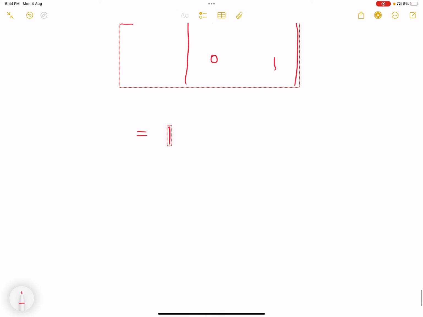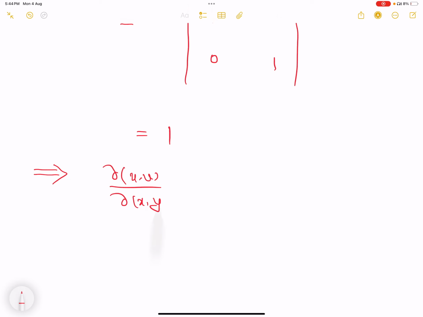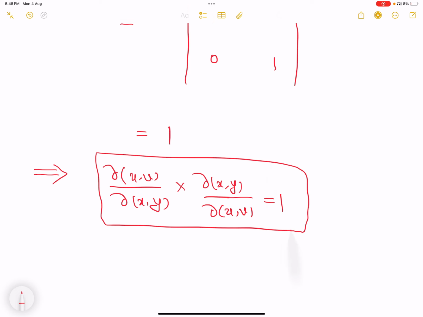So we have shown that the Jacobian of u, v with respect to x, y, into the Jacobian of x, y with respect to u, v is equal to 1.